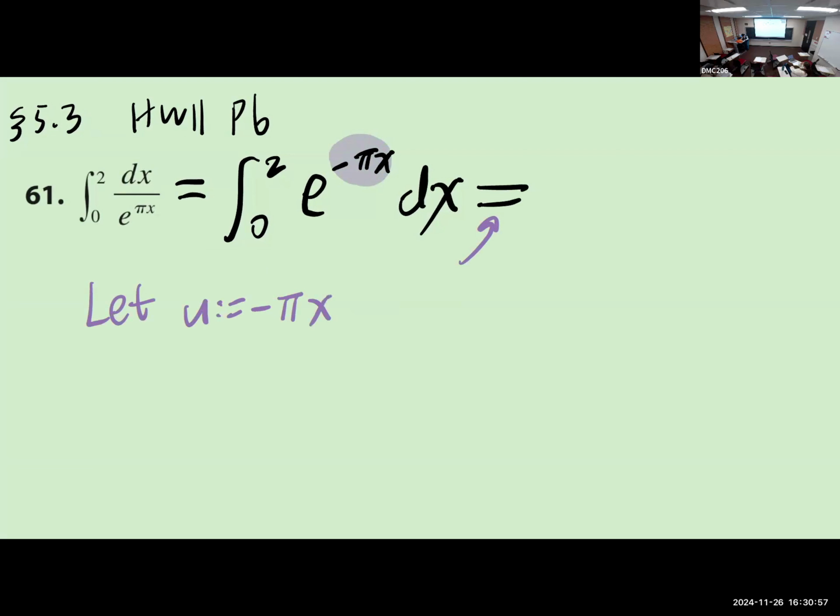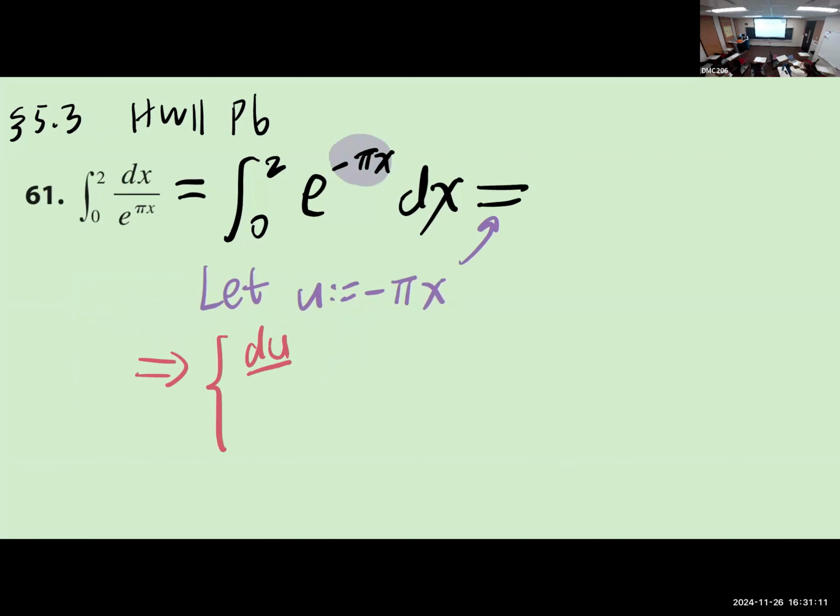Negative pi x. Therefore, the next step, remember what the next step is? Differentiate. Yeah, good, that's it. We differentiate U with respect to x. I usually like to use this color. So du over dx is negative pi, right? A linear function, the coefficient is the derivative. So du is just negative pi dx. In other words, dx is du over negative pi, meaning negative 1 over pi.